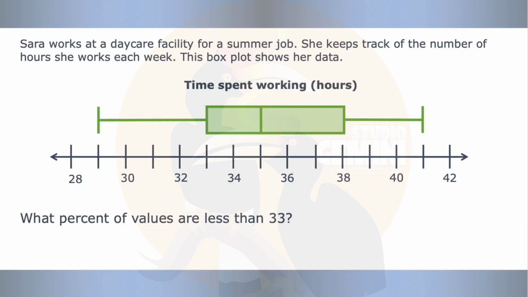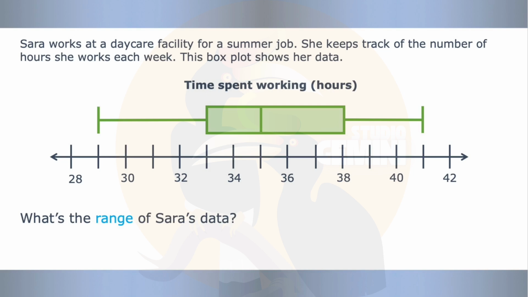Sarah works at a daycare facility for a summer job. She keeps track of the number of hours she works each week. This box plot shows her data. What percent of the values are less than 33? First, let's find 33 on the box plot. It looks like 33 is on the left edge of the box. That's the lower quartile, which means 25% of the values would be less than 33. So the answer is 25%.